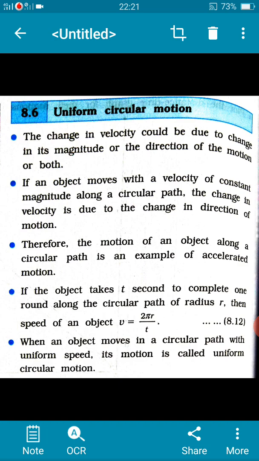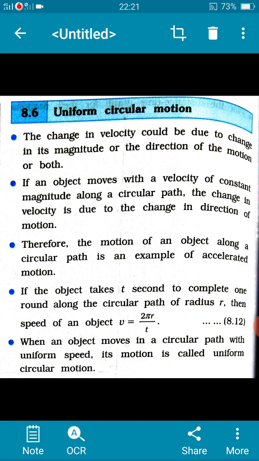See here, I told uniform speed, not uniform velocity. Speed remains the same, but velocity is not the same. Why? Because there is a change in direction. So in uniform circular motion, the speed is the same, but velocity is not the same. Is that clear? So what is uniform circular motion then?